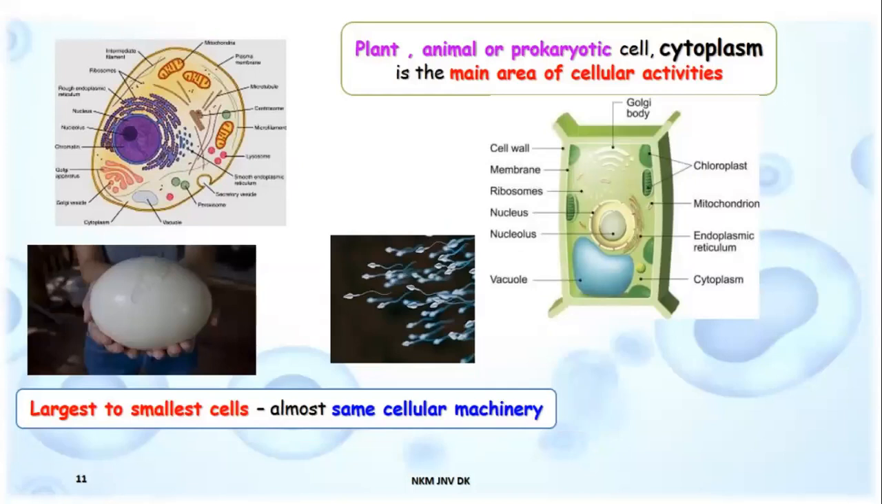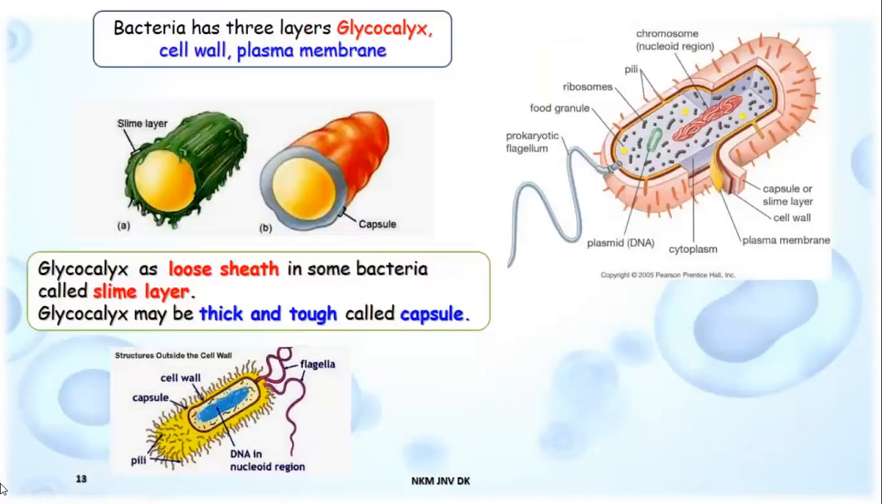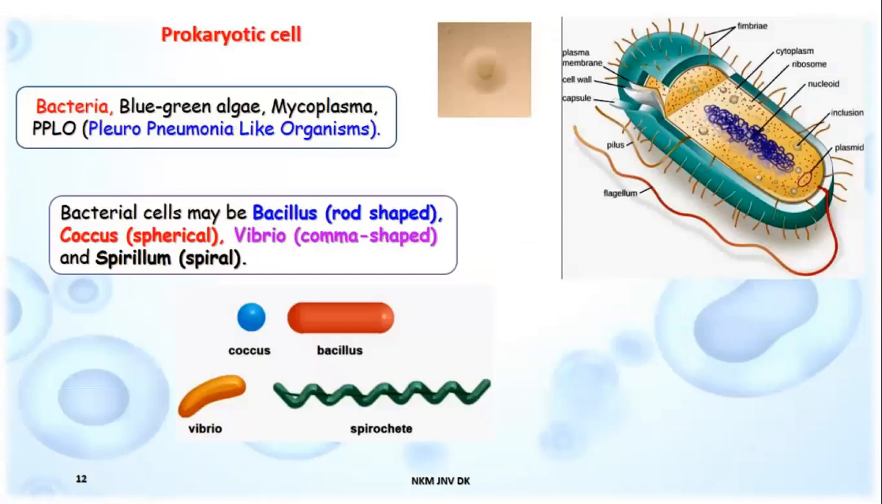In plant, animal or prokaryotic cells, cytoplasm is the main area of cellular activity, where all the activities of the cell take place. From the largest to the smallest cells, there is almost the same cellular machinery. Sperms are the smallest cells and the egg is the largest. Prokaryotic cells include bacteria, blue-green algae, mycoplasma, and PPLO, pleuropneumonia-like organisms.